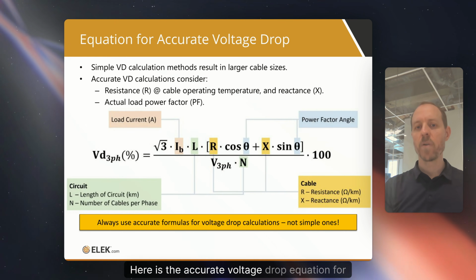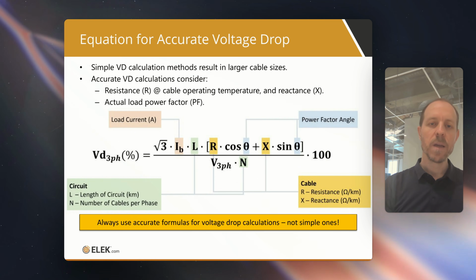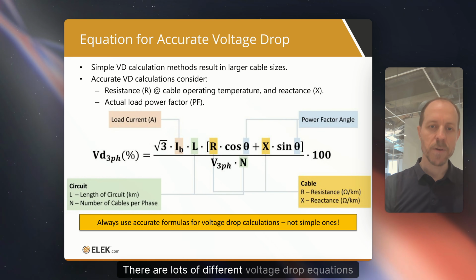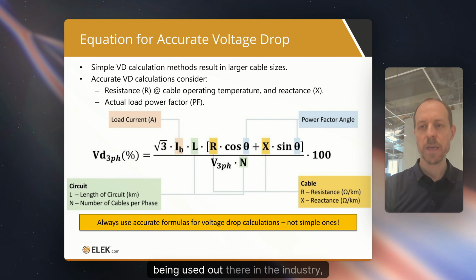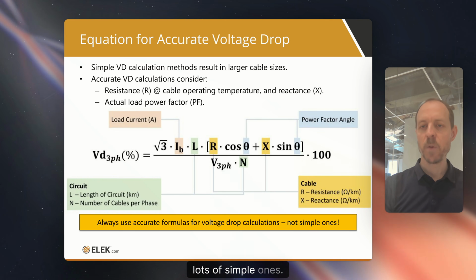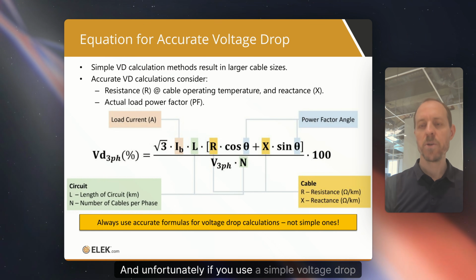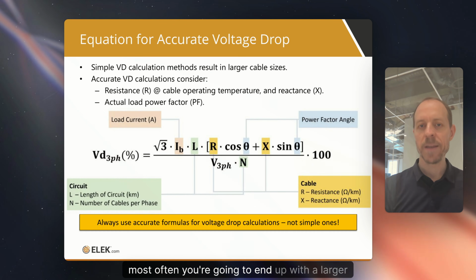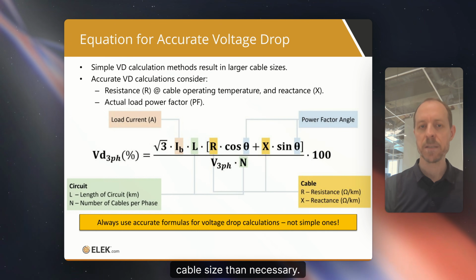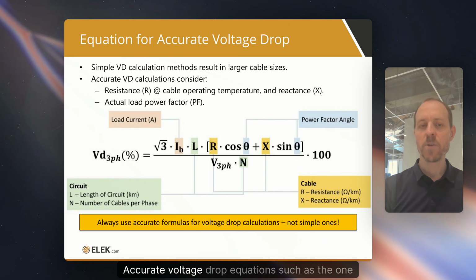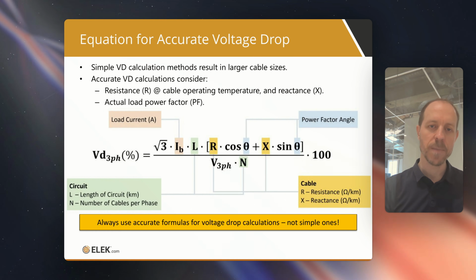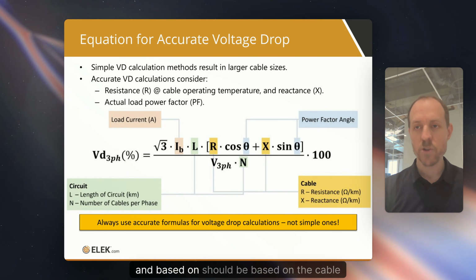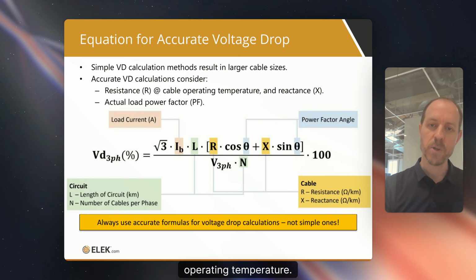Here is the accurate voltage drop equation for low voltage cable sizing calculations. There are lots of different voltage drop equations being used out there in the industry, lots of simple ones. And unfortunately, if you use a simple voltage drop equation, most often you're going to end up with a larger cable size than necessary. Accurate voltage drop equations, such as the one shown here, consider resistance, which is temperature dependent and should be based on the cable operating temperature.